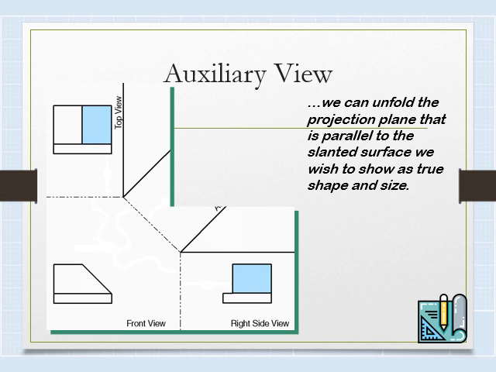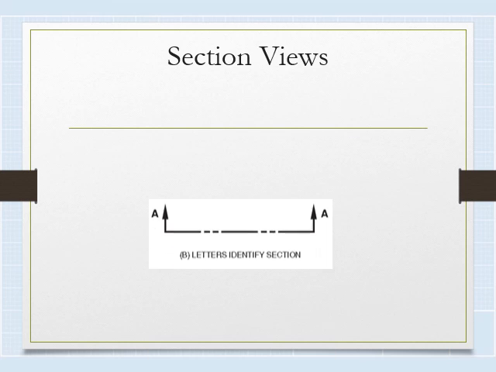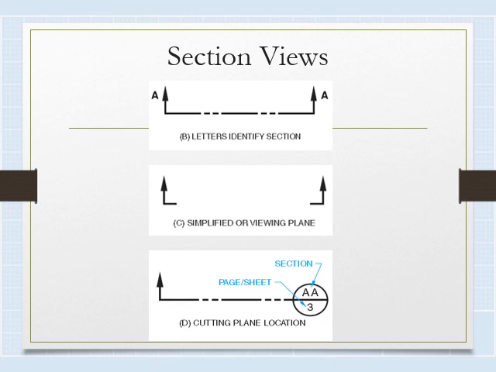If we have a slanted or a curved surface that we need to get the true size and shape for, we can use an auxiliary view. To find out what's going on inside of a part or within another view, we can use a section cut. So a section cut opens the part or the view up for us to see what's happening inside of it. Always follow the direction of the arrows and read the labels.